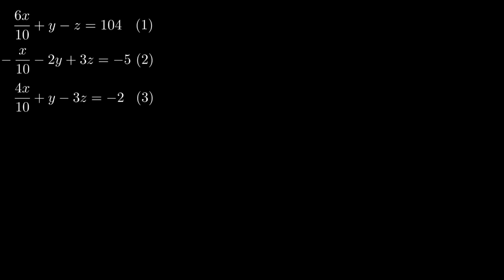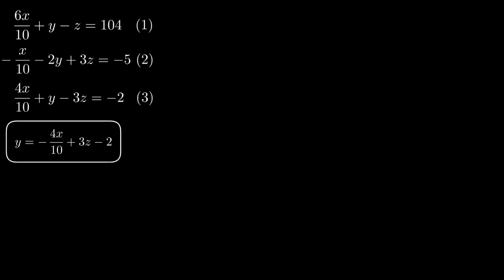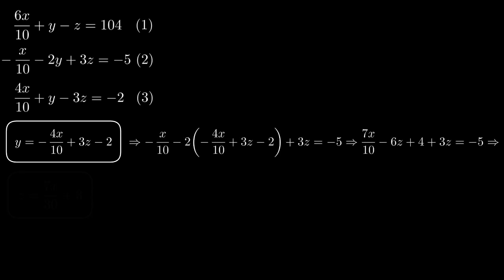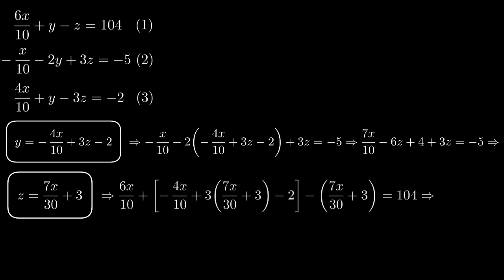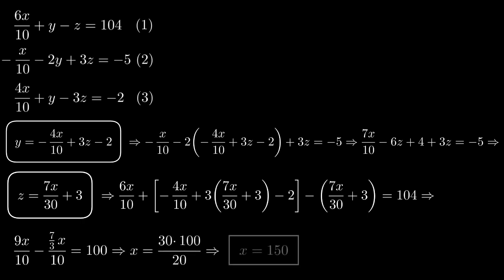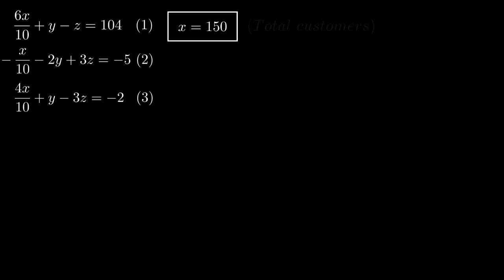So let's start solving it from the third equation. We solve for y, and we get y equals minus 4x over 10 minus 2 plus 3z. We plug that into the second equation. We solve for z, and we end up with z equals 7x over 30 plus 3. And we plug this and our previous result into the first equation, and we now have an equation with just one variable, x. We solve for x, and we end up with x equals 150. So the total amount of customers is 150 people per day.